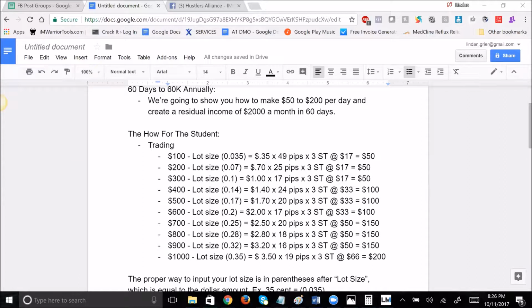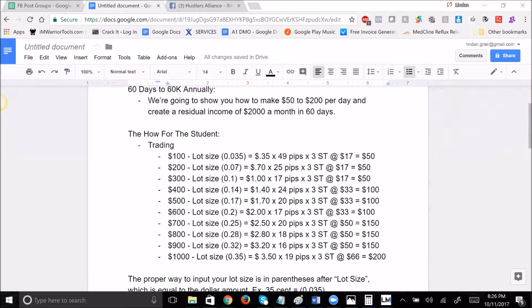You want to do 70 cents, all right, times 25 pips. You're still looking for that same $17. But what just happened here is when you went up, you were able to need fewer pips, okay? The fewer pips, the better. So if you're starting off at only 100, you're looking for 49 pips. If you're at 200, your lot size is larger. It's at 70 cents. So you need fewer pips. 25 pips will be that same $17.